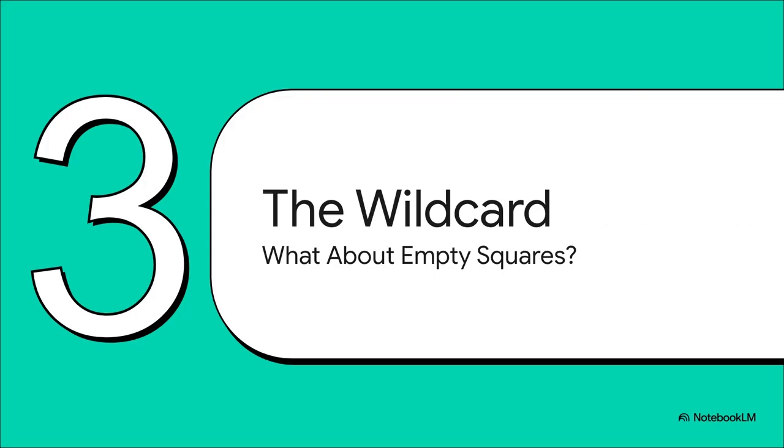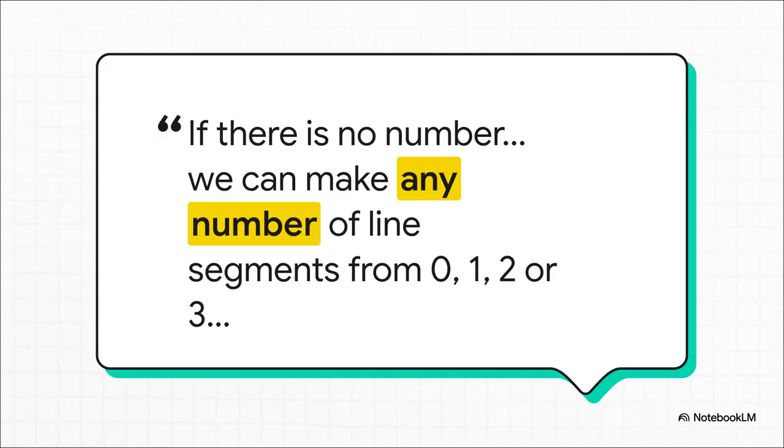Okay, so we know what to do when there's a number clue. But what about all those empty squares you're going to see on the grid? Well, this is where things get a little more flexible. Let's talk about the wild card. The rule for squares with no numbers is pretty much all about freedom. The source material says it perfectly. If there is no number, we can make any number of line segments from 0, 1, 2, or 3. So what that means is you can use as many or as few sides of an empty square as you need to make your one big loop work. These are like the versatile puzzle pieces that help you connect everything together.